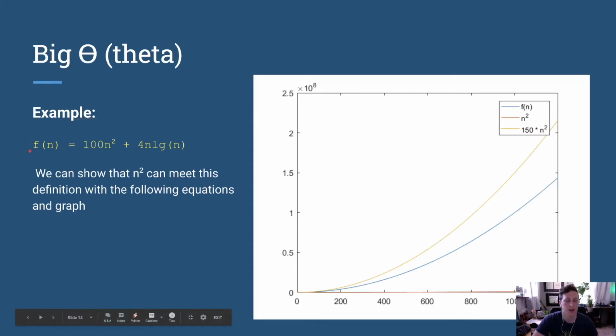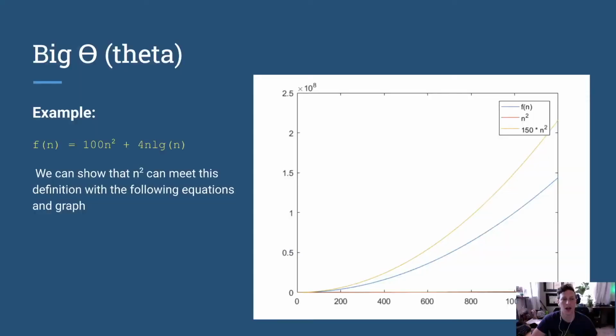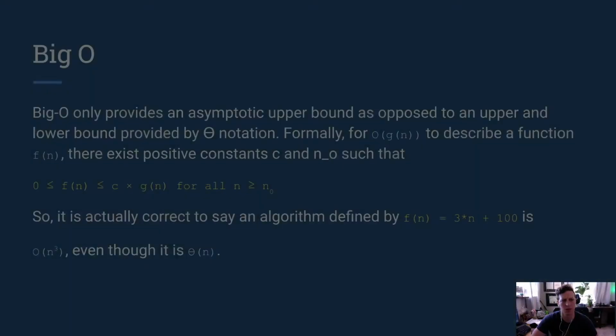Therefore, the function which is precisely described as 100n squared plus 4 times n log n is big theta of n squared. And that's the definition of big theta. And that's why we can call it that. And really, it's just a bunch of fancy equations to tell us, hey, you can describe a complex equation by its highest order term. Just say big theta of its highest order term. All right? Cool. Now let's talk about big O and what big O actually means.